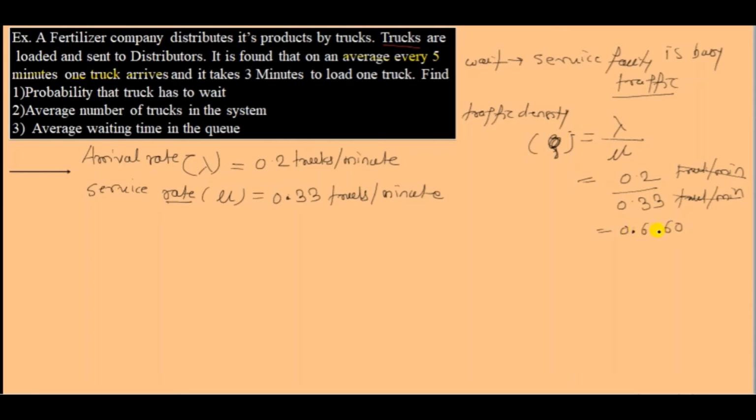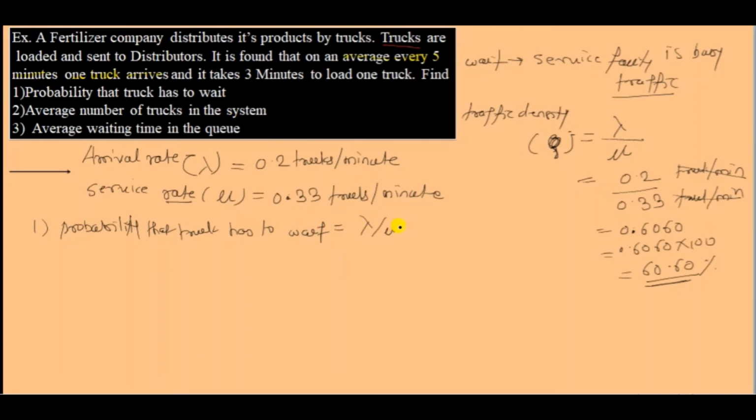So traffic density is given by rho equal to lambda by mu. As I have already told, we want only the values of lambda and mu. We have the value of lambda as 0.2 trucks per minute and the value of mu as 0.33 trucks per minute. So we simply put these two values in the formula, rho equal to lambda by mu. So 0.2 divided by 0.33. The units of both are trucks per minute, so they cancel easily, and rho will not have a unit. So 0.2 divided by 0.33 will be 0.60.